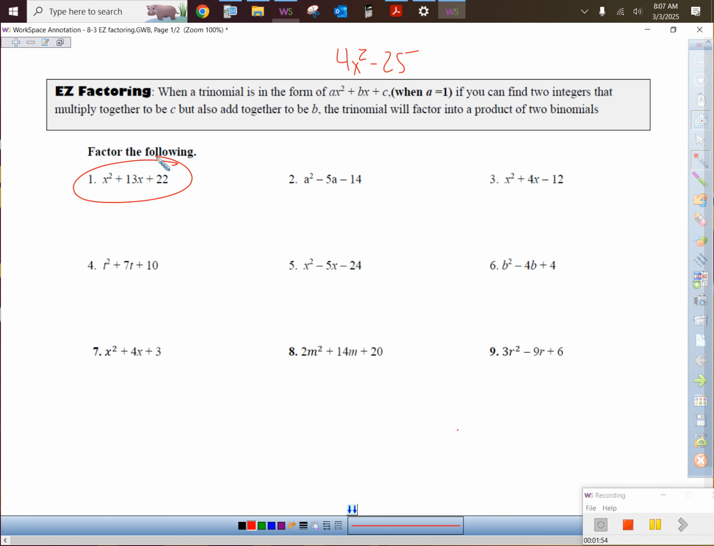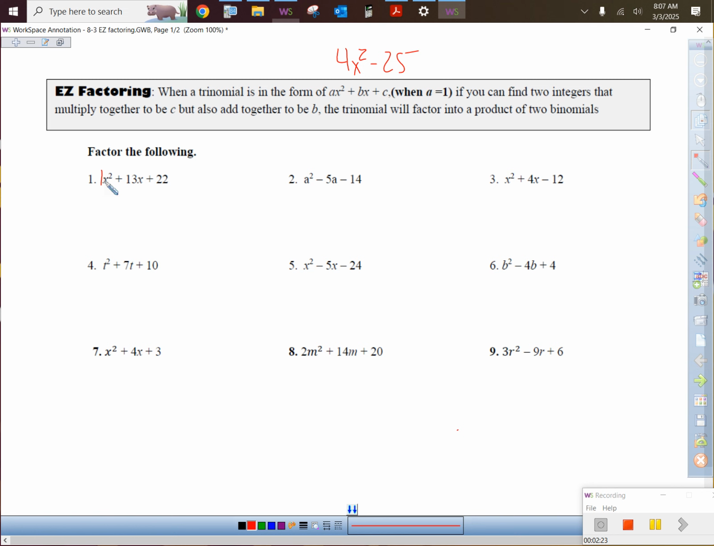Maybe it's a perfect square trinomial. Is the first term a perfect square? Yes, it is. Is the last term a perfect square? 22? So that's kind of crappy. So we're on to the most popular type of factoring, easy factoring. And here's the thing. You can only do it if the a value is 1. And are we cool that the a value in this expression is 1?